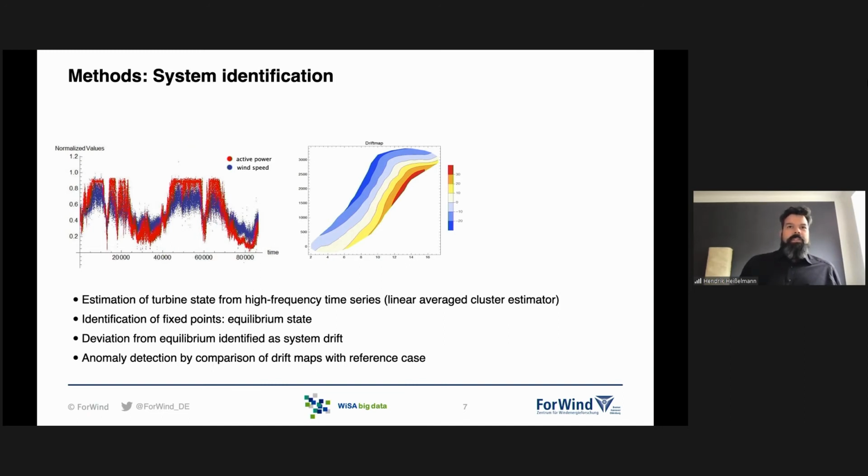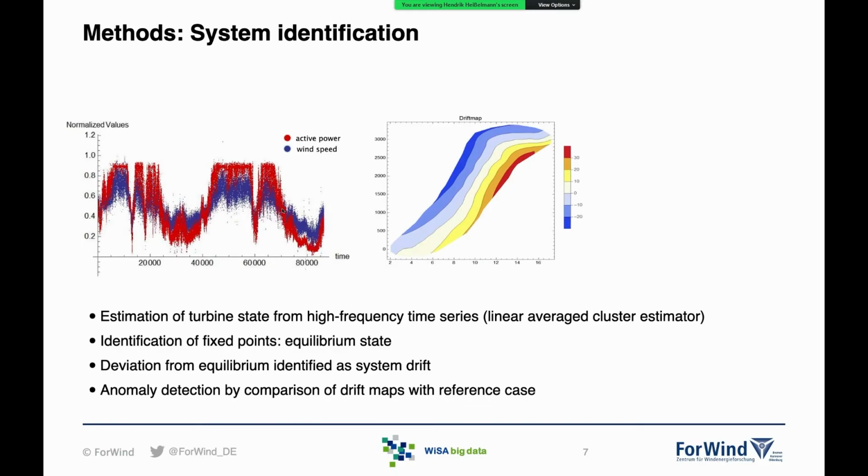Here you see on the left-hand side the active power in red and the wind speed in blue. So basically, that's the input for your power curve. And you can see, of course, by the naked eye, that there's some correlation here. And then we can use advanced statistical methods with stochastic differential equations to estimate the status of the turbine.